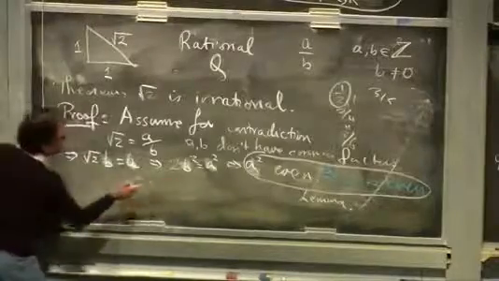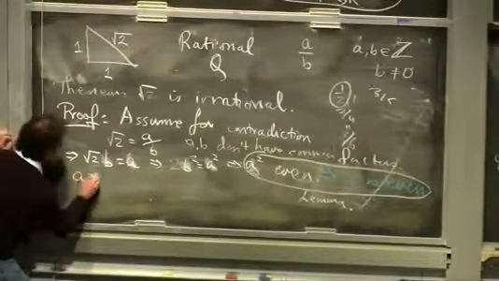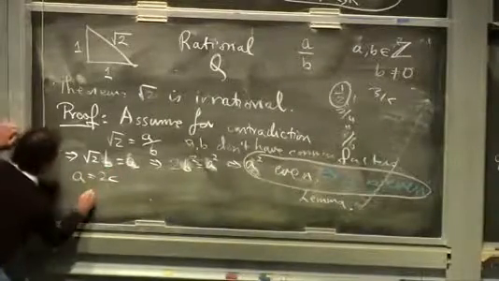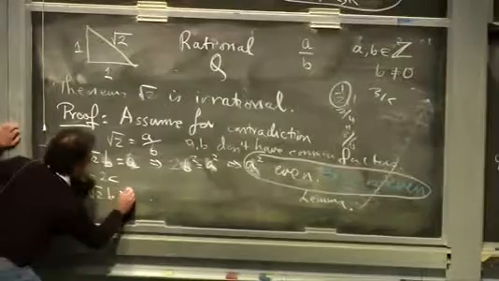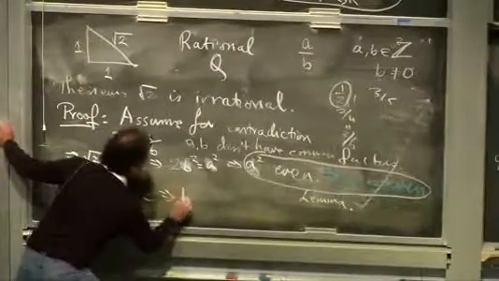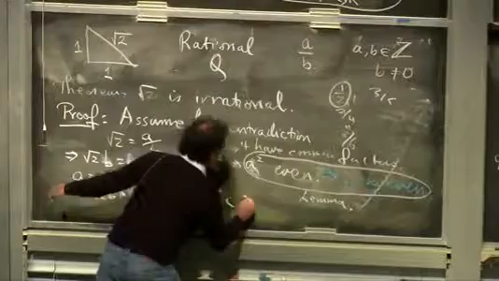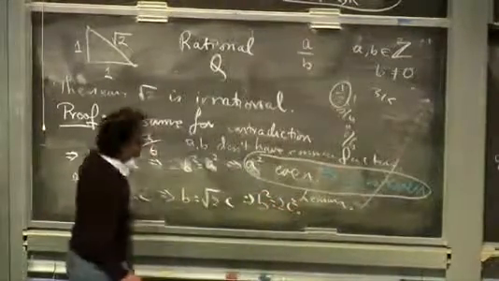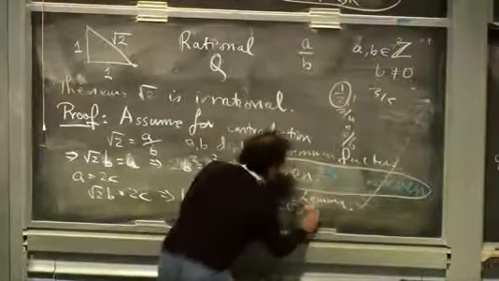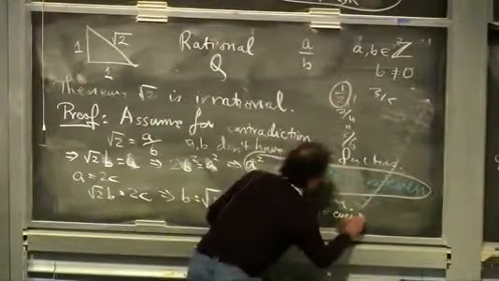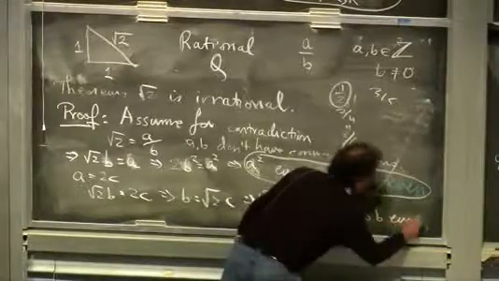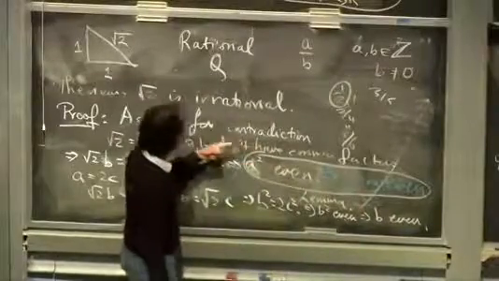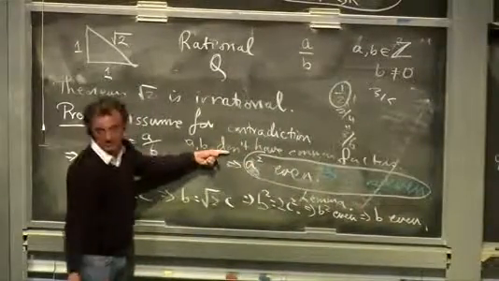Okay, a squared is even. A is even. So a equal to 2c. We substitute. A equal to 2c. Square root 2b equal to 2c. Implies b equal to square root 2c. Implies b squared equal to 2c squared. So b squared is even. Implies b is even. So now a is even, b is even. They don't have any common factors. Contradiction.